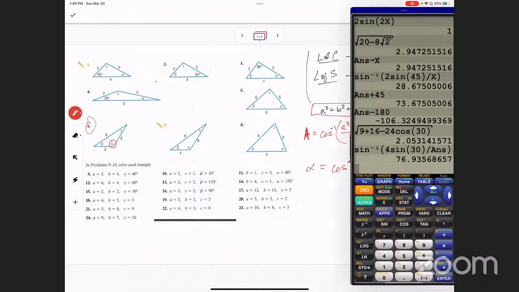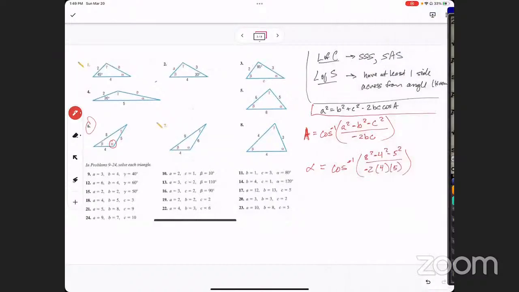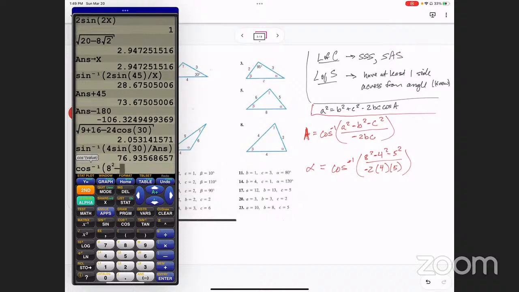So cosine inverse of that mess, cosine inverse of 8 squared minus 4 squared minus 5 squared. And maybe you want to put that in parentheses. That would have been wise. So let me insert parentheses in here, because that's going to be my numerator, right? Be careful when you're using calculators.